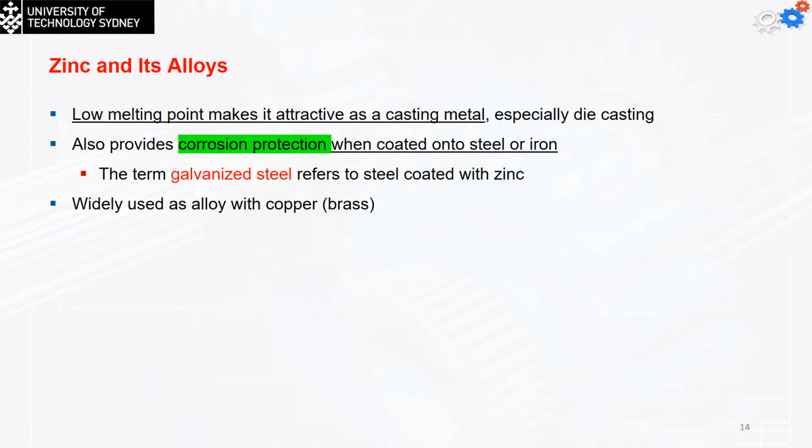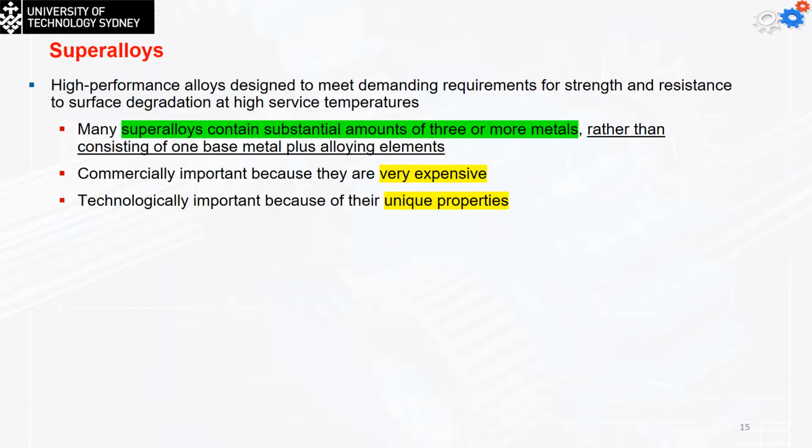Zinc and its alloys have low melting points, which makes them attractive as casting metals, especially in die casting. It also provides corrosion protection when coated onto steel or iron. The term galvanized steel refers to steel coated with zinc, and zinc is widely alloyed with copper to make brass.